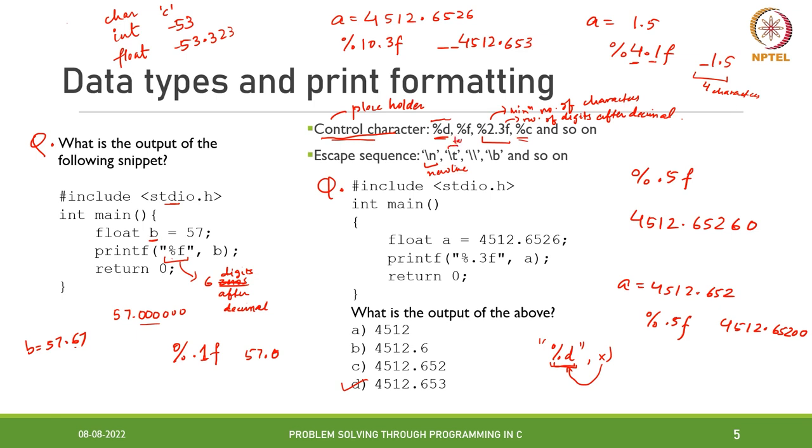This gives you a tab space. This gives you a backward move, like you can move backward through \b, and this gives you a backslash, and so on. There are plenty of escape sequences which you can use for formatting your output, making it look better. So if you write \n, it will automatically move to the next line on the screen.